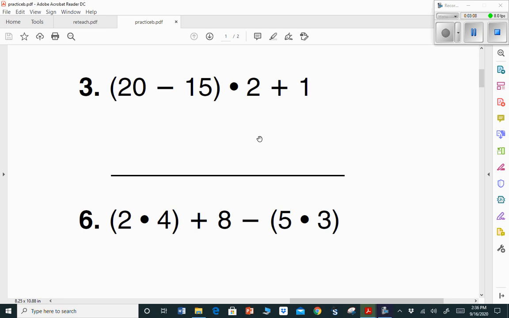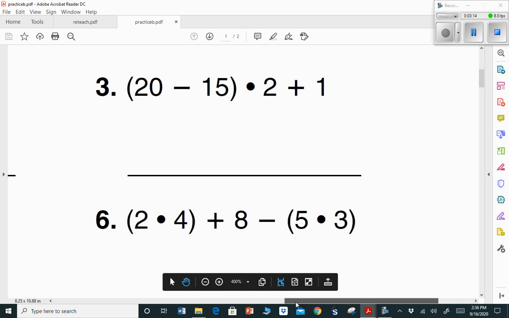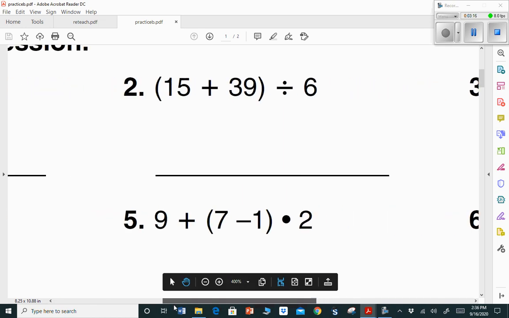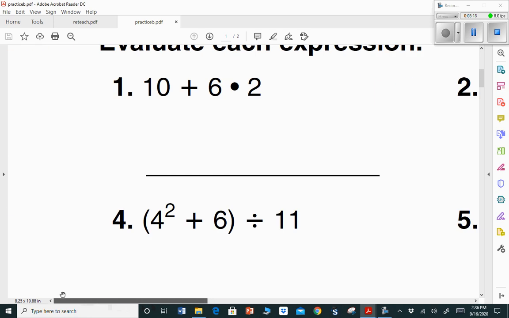Okay, here are some examples for you to work. Okay, number one is the simplest type. Let's identify the operations that we have here. We have addition and we have multiplication. Multiplication comes first in the order of operations, so we must do that first. If you have not copied the problem yet, go ahead and do that.